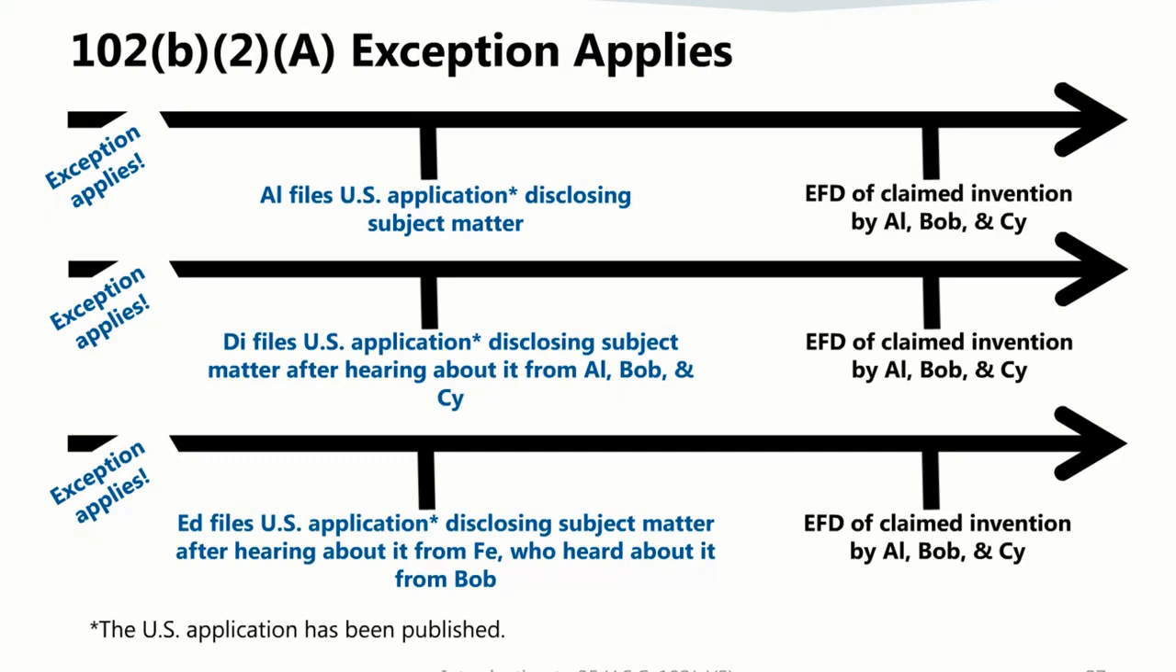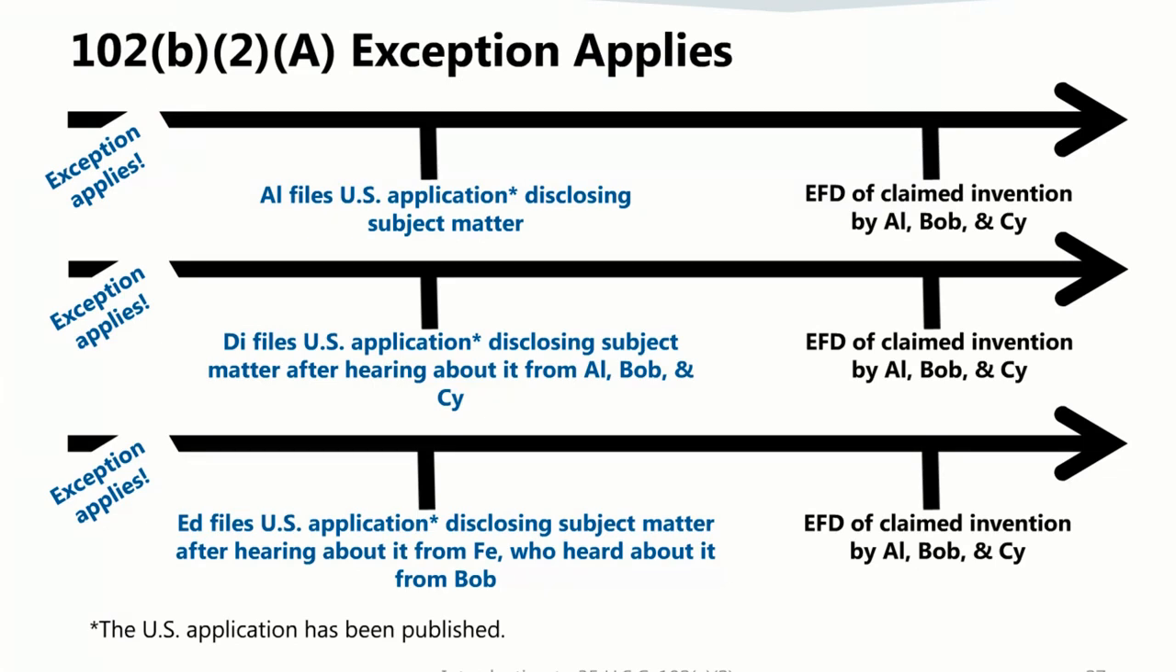Those who filed the applications invented the subject matter disclosed. We are considering whether the 102(b)(2)(A) exception applies. If the exception applies, the disclosure is not prior art. In all three timelines, U.S. applications were filed before the EFD of Al, Bob, and Cy's claimed invention, but published after the EFD.